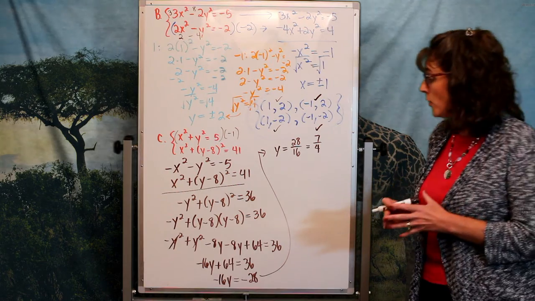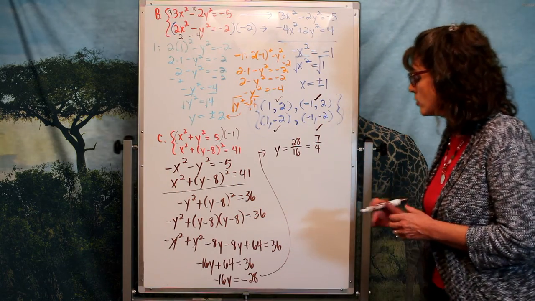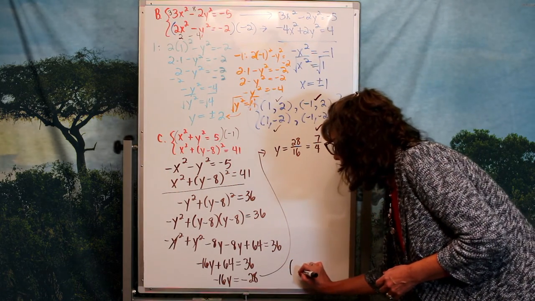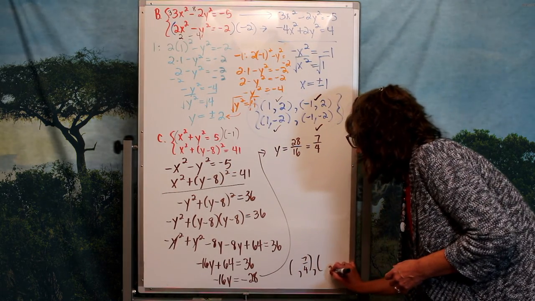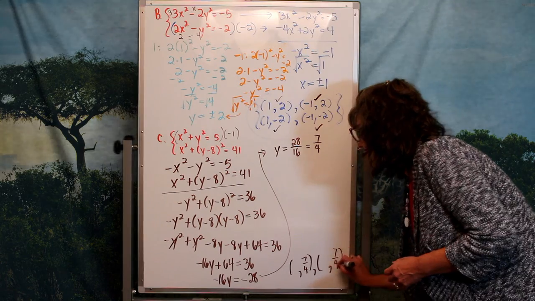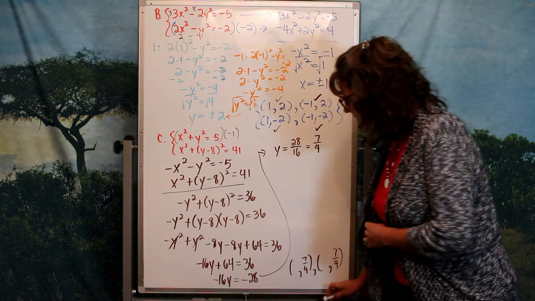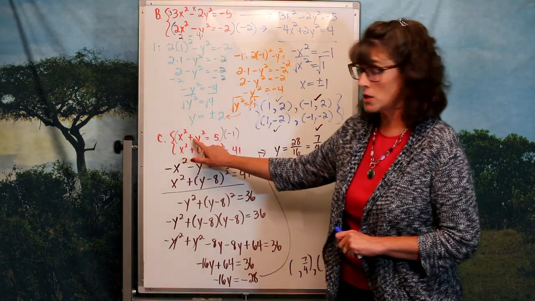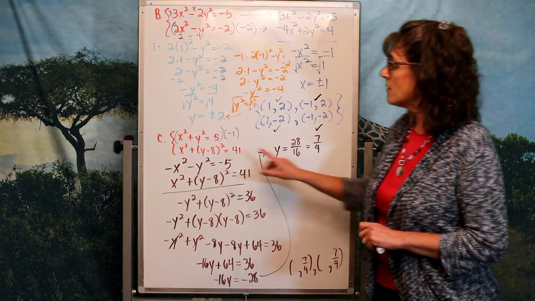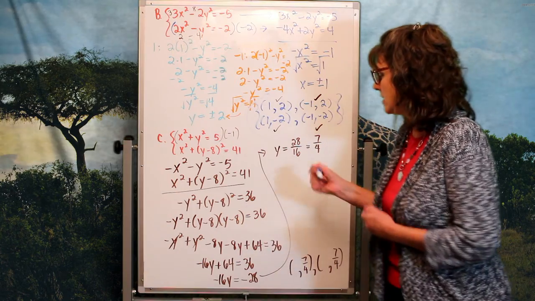So once again, I know that I have some solutions, and I know that those solutions definitely have a y-coordinate of 7/4. And so I need to figure out what that x-coordinate is going to be for that y-coordinate of 7/4. So let's take that 7/4, and we're going to plug it back into either one. I don't know about you, but it looks like that's going to be easier to work with.